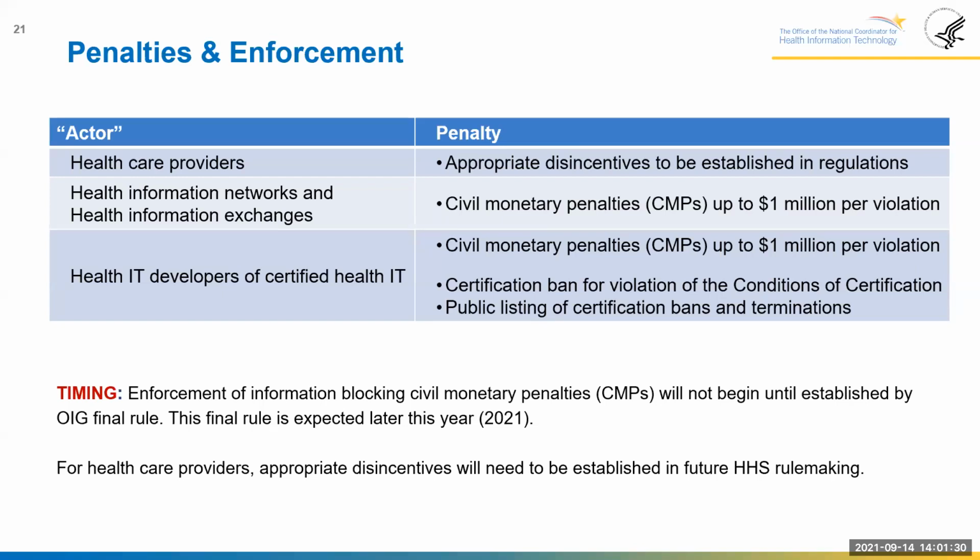The last I looked at the government-wide unified agenda for regulatory activity, the published expectation date said September of 2021. So stay tuned for the final rule, which will include what the effective date is of the OIG rule, and therefore the earliest date that enforcement could begin against information networks, health information exchanges, and the developers. Next slide.